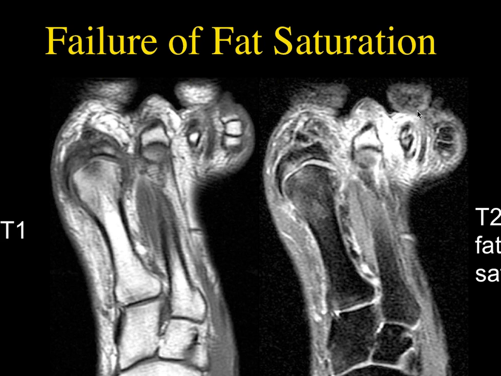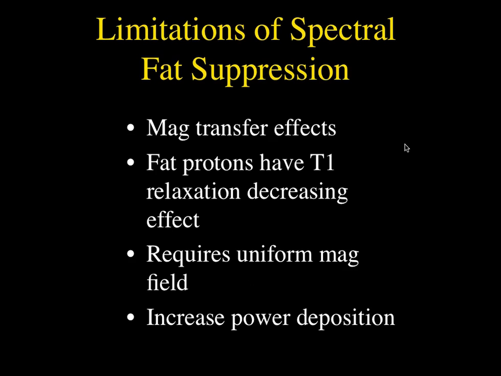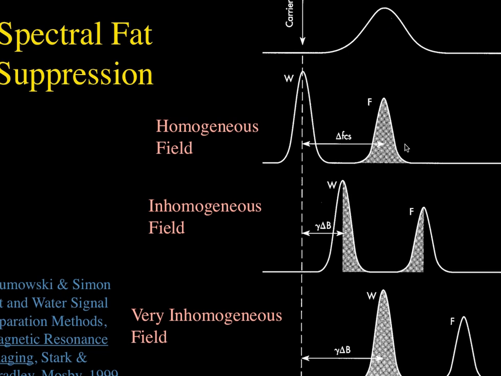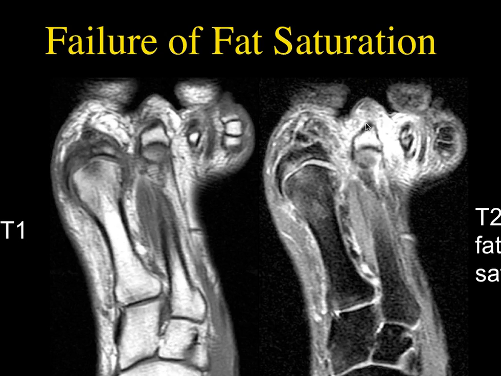And that's because we have an inhomogeneous field, and the magnetic field in this location was too high, so that both the water and the fat were shifted out of the saturation pulse, and neither were suppressed. And so both are bright.